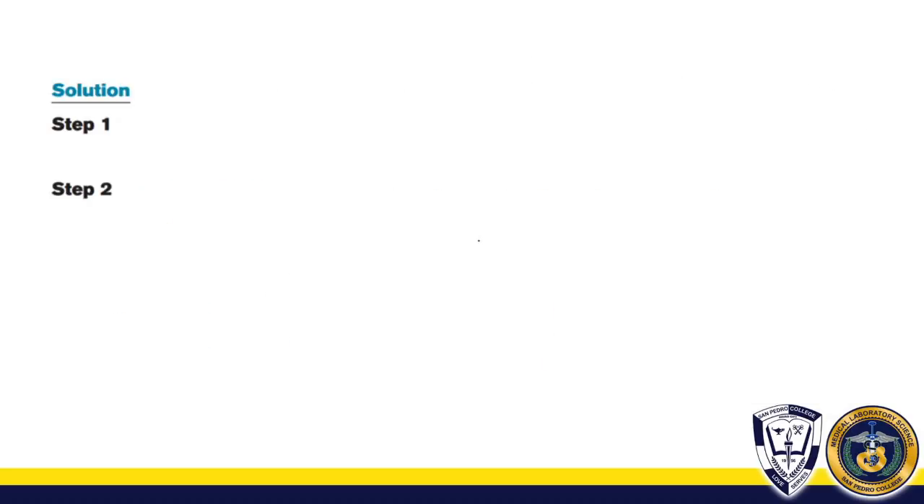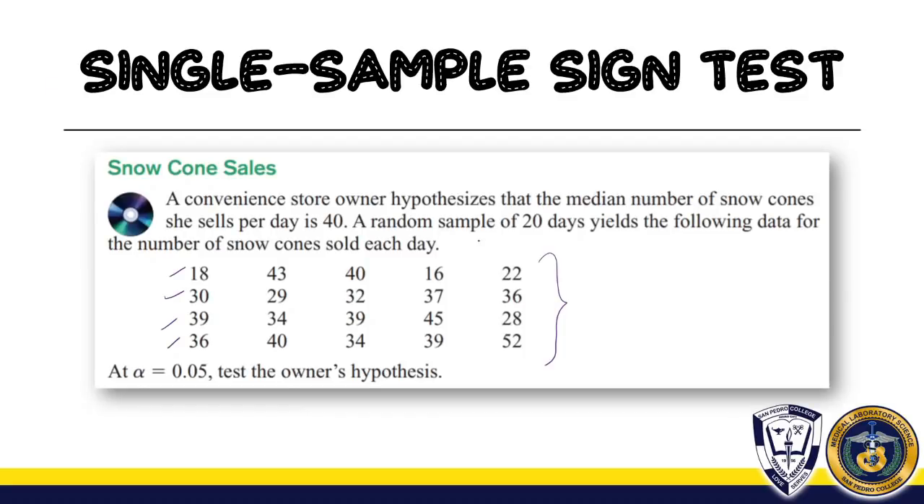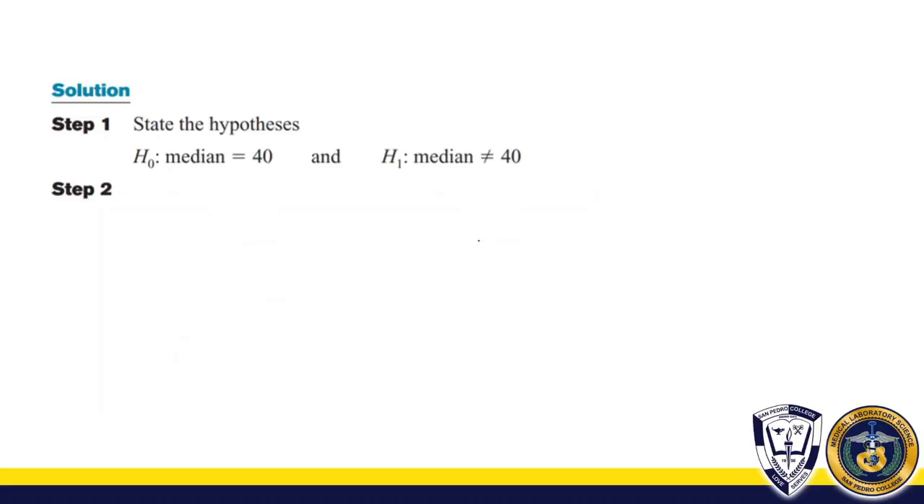So, the very first step that you need to do is to state the hypothesis. This is our null and alternative hypothesis. As mentioned a while ago, in our problem the hypothesized median value is 40. That is why our null hypothesis is that the population median is equivalent to the hypothesized median, which is 40, while our alternative hypothesis is that it is not equal to 40.